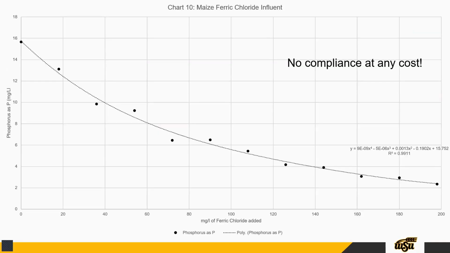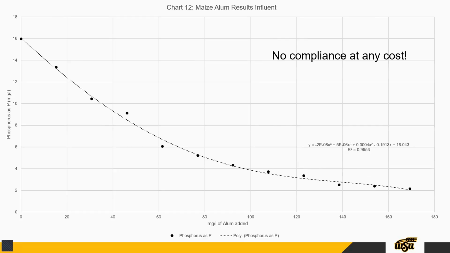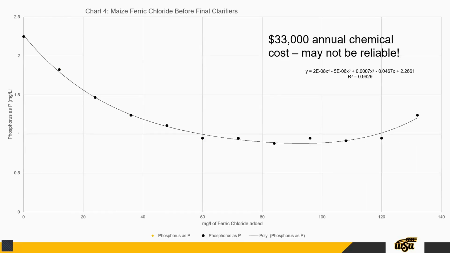Here's additional jar testing from Maze. Doing ferric chloride to influent, not effective. Alum to influent, again not effective. And then we see, oh well, here's ferric chloride before the final clarifiers, which is where I would generally guess would be most cost efficient, but it may not even work. We are getting levels right at what your target is, at 1 milligram per liter. So relatively cost effective for the size of town there, but it may not actually work to have compliance all the time.